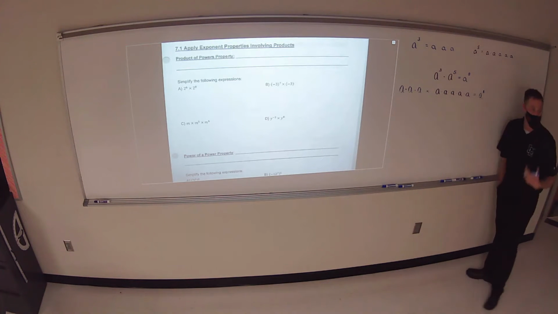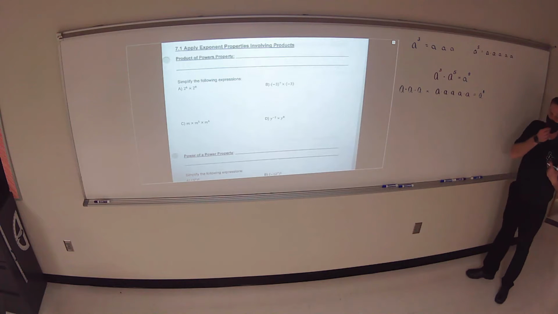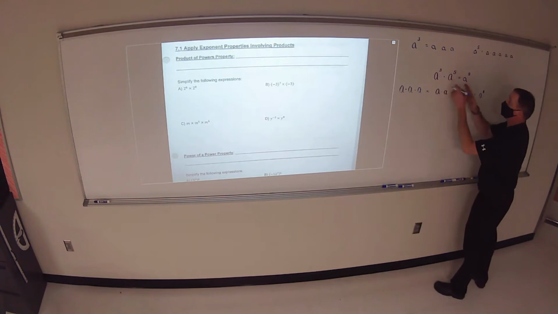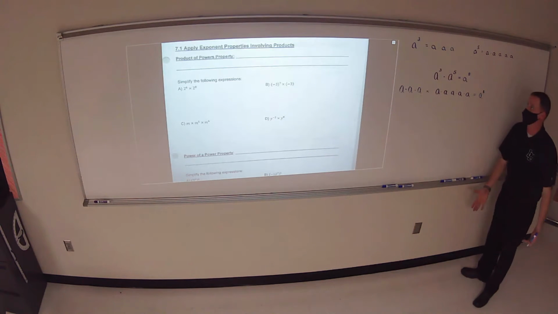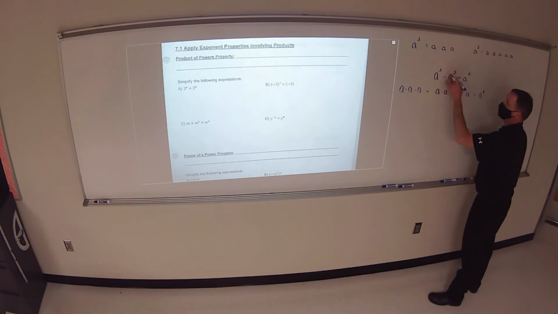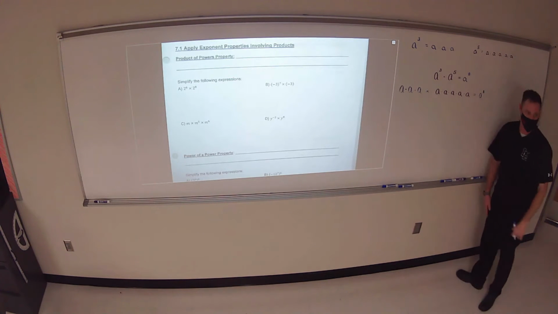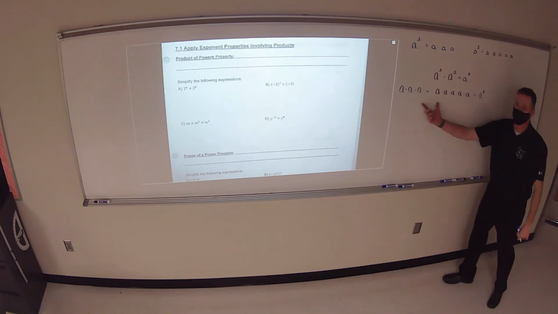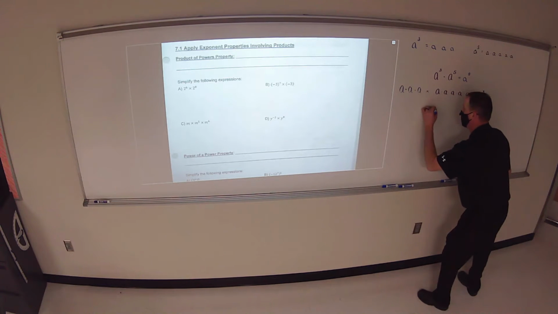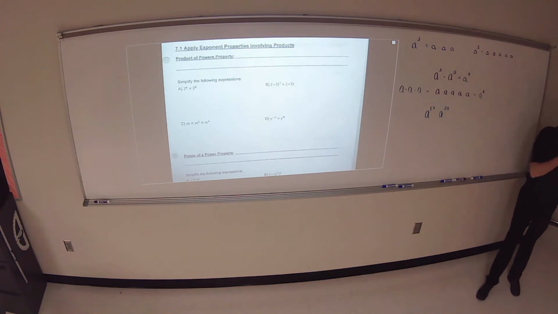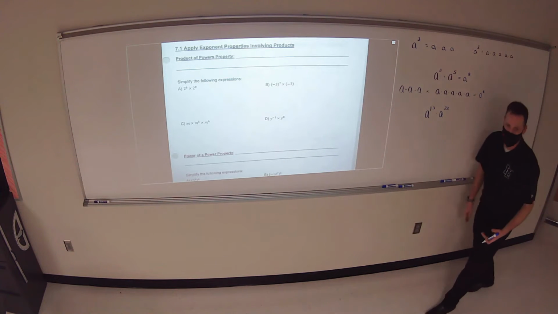So, our goal is this. We'd like to come up with a shortcut rule that allows us to go from here to here and not have to write this out all the time. Because let's face it, I picked 2 relatively small exponents right here, so it wasn't terrible to write them out. But if I said, what is a to the 13th times a to the 23rd, I really don't think we want to write that out, do we? Okay? So that's why this rule is going to be important.